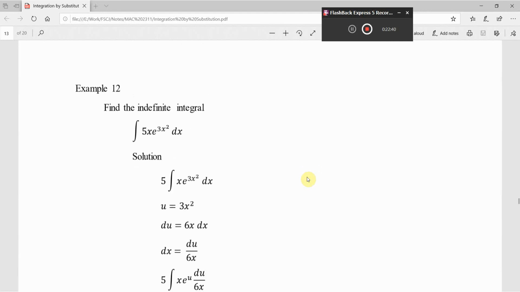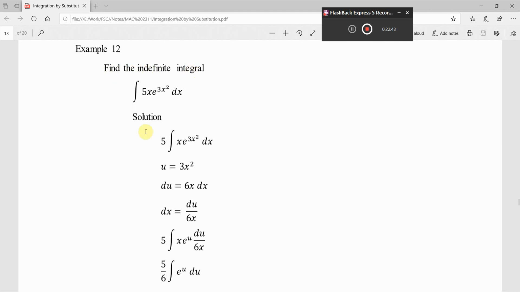All right, let's take a look at example 12. Find the indefinite integral. So I have the integral of 5x times e to the 3x squared dx. Now let's take a look at the solution. Again, I'm going to take that coefficient of 5 and put that outside my integral. So I've got 5 times the integral of x times e to the 3x squared dx. I'm going to let u equal 3x squared, the stuff in the exponent. So u is equal to 3x squared, which gives me du is equal to 6x times dx.